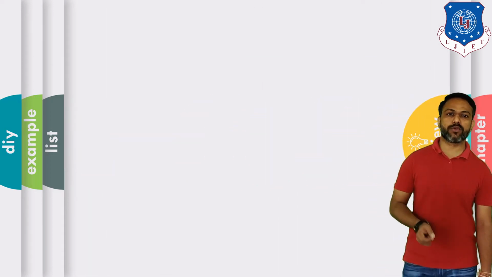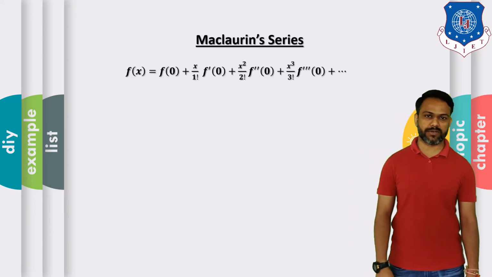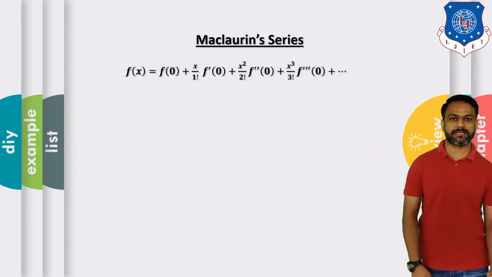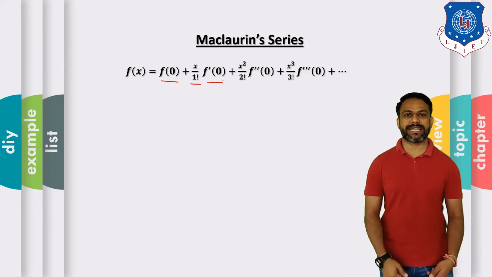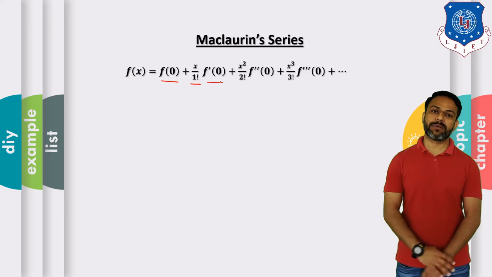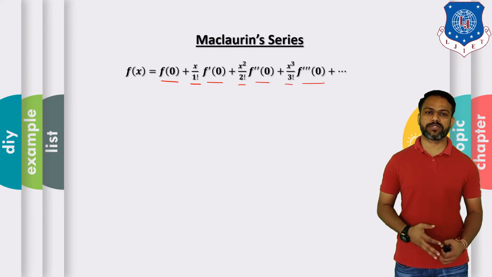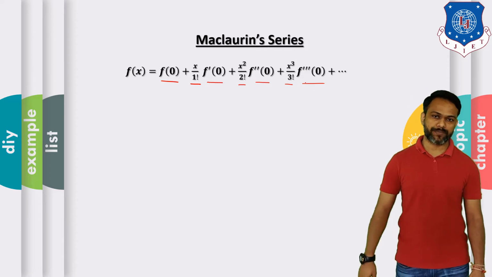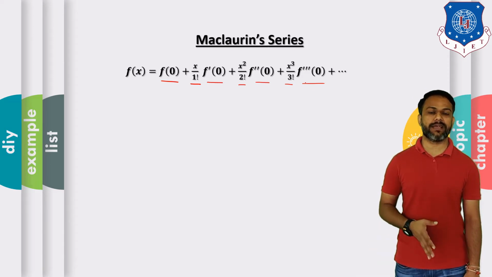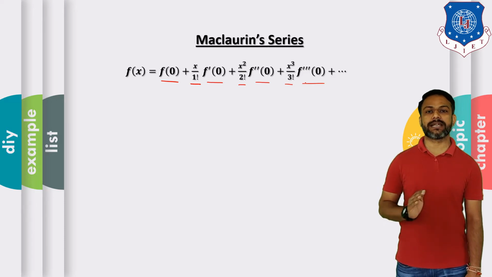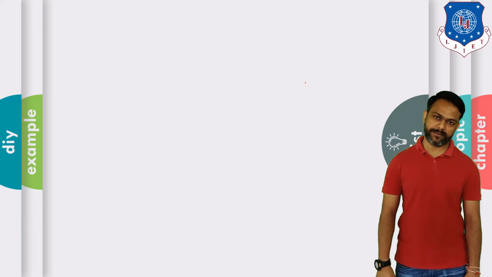That means Maclaurin series. We know the Maclaurin series: f of x is equal to f of 0 plus x by 1 factorial into f dash of 0 plus x square by 2 factorial f double dash of 0 plus x cube by 3 factorial f triple dash of 0 and so on. Now by using Maclaurin series we have a list of standard expansions which are given here.